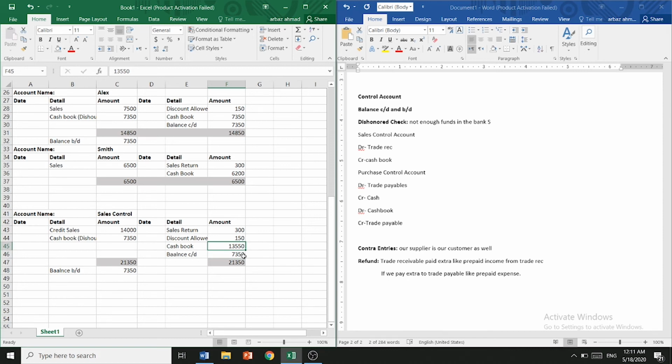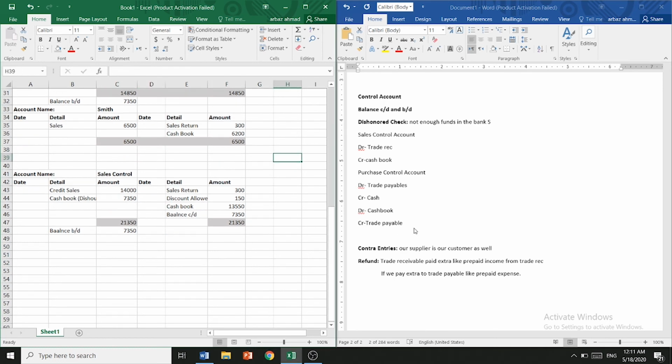So this is something we are going to have. We have balance brought down, carried down here 7350, here also 7350, here also 7350. In this case we don't have any balance brought down. So moving on with the contra entry.